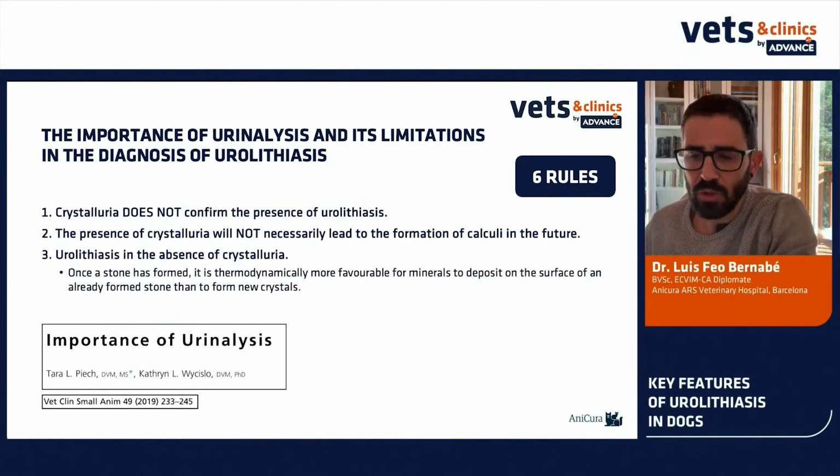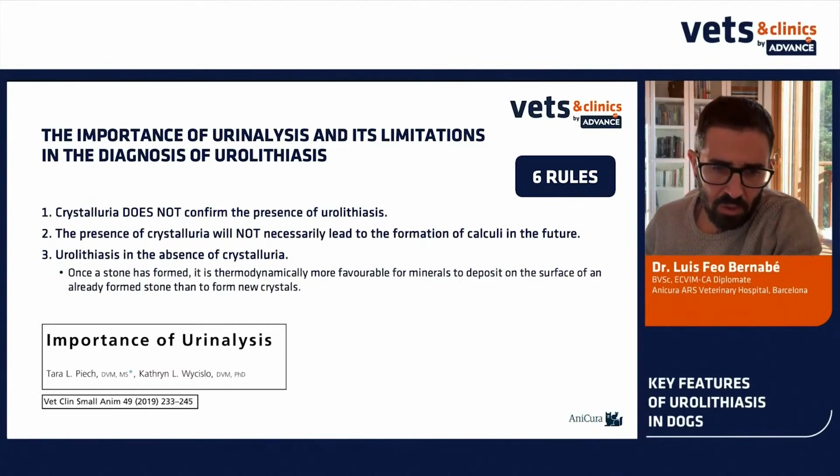I tend to use these 6 rules when we think of urinalysis and urolithiasis that I think are really kind of useful in your clinical practice. And we will talk about these 6 rules now. So the first rule, and probably one of the most important ones, is that crystalluria does not confirm the presence of urolithiasis, because sometimes we tend to change the diet only based on the crystalluria, and I think it's not exactly the same.